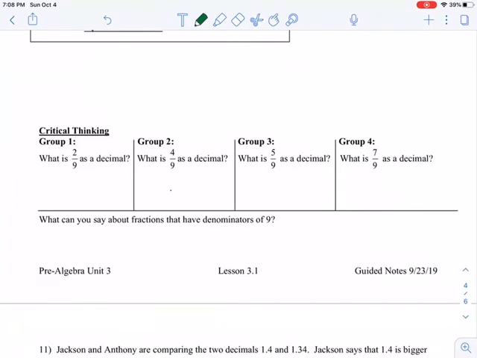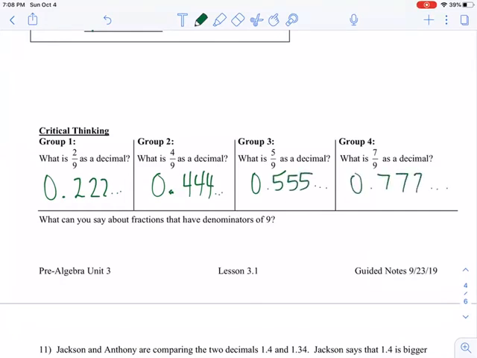Now if we were in groups, I would have each group do this, but because we can't be in groups right now, this is what your answers would look like. And this goes back to example 3 at the top. I said we would get to it a little bit later. You'll notice a pattern here. Anytime you have a denominator of 9, it could be 99, it could be 999, your top numbers are going to repeat.